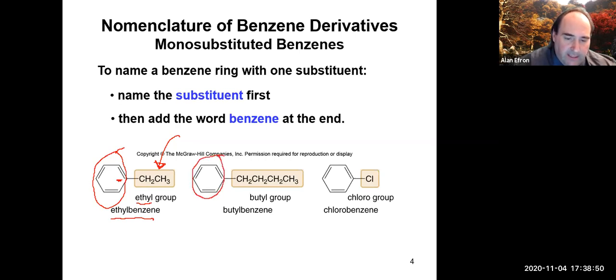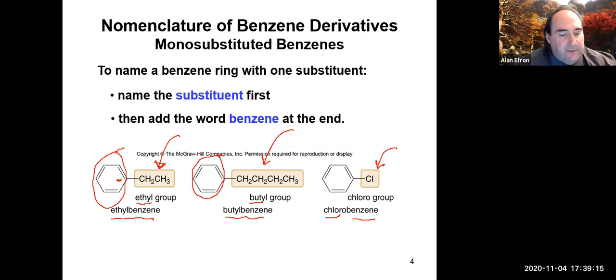Here's our benzene ring. Again, we have a 4-carbon group attached to it. So that's a butyl group. And again, butylbenzene. And lastly, we have a chloro group here giving us chlorobenzene. So not too bad in terms of the naming part of it. You essentially just put benzene at the end, and you put whatever the group is in front.